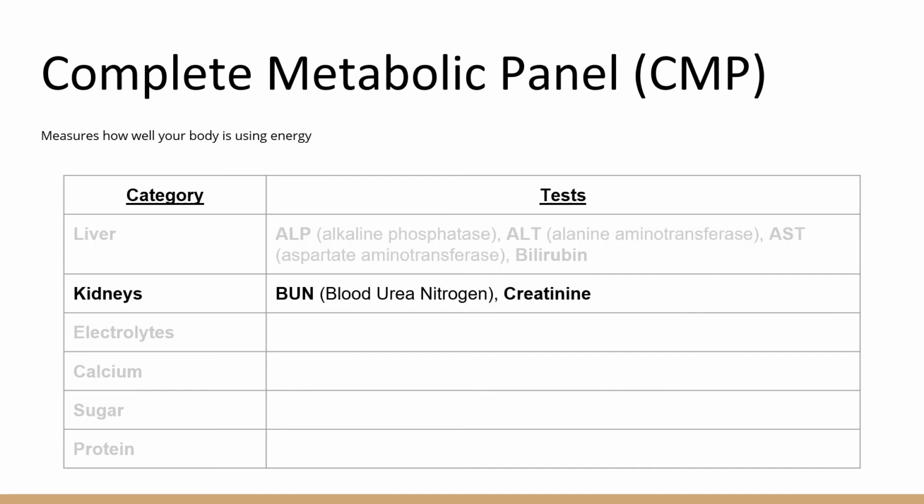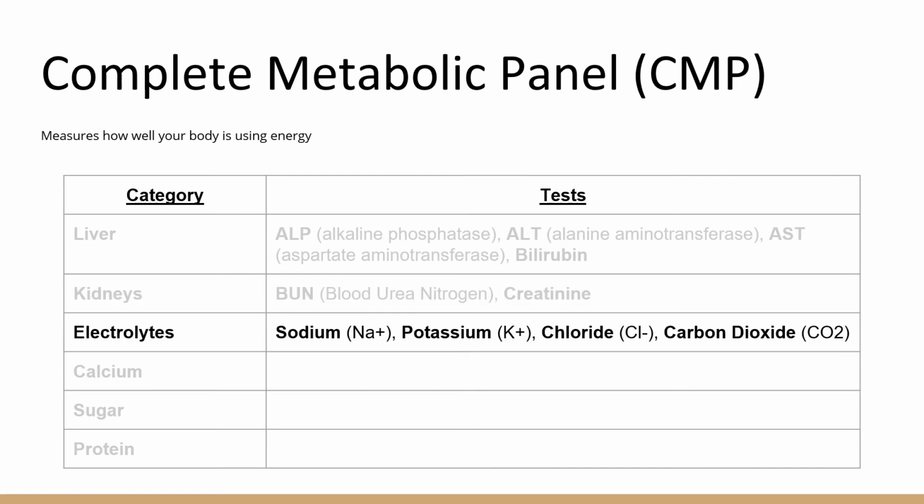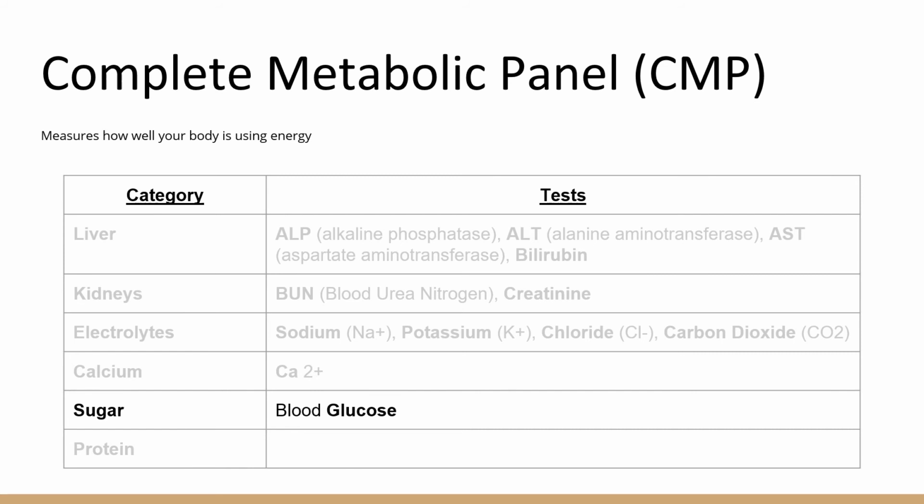For kidney health, your blood urea nitrogen, or your BUN, and creatinine levels are measured. Electrolytes are measured by your sodium, potassium, chloride, and carbon dioxide. Calcium is included in this set of tests as well. Your sugar is measured by the blood glucose test. Of the many things that can affect the blood glucose, diabetes is what your doctor is looking for with this lab.